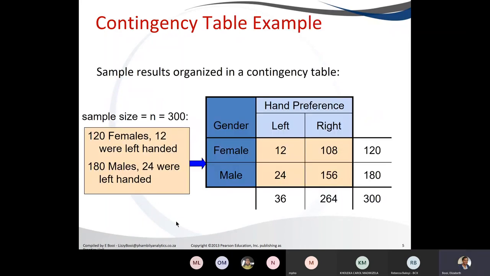What do I mean by a contingency table? A contingency table is just a table with rows and columns. Look at this. This is the result of a contingency table that organizes a sample size of 300 in terms of gender and hand preference. On the rows, we have gender, broken down into male and female, and the hand preference goes in the columns, broken down into left and right hand.